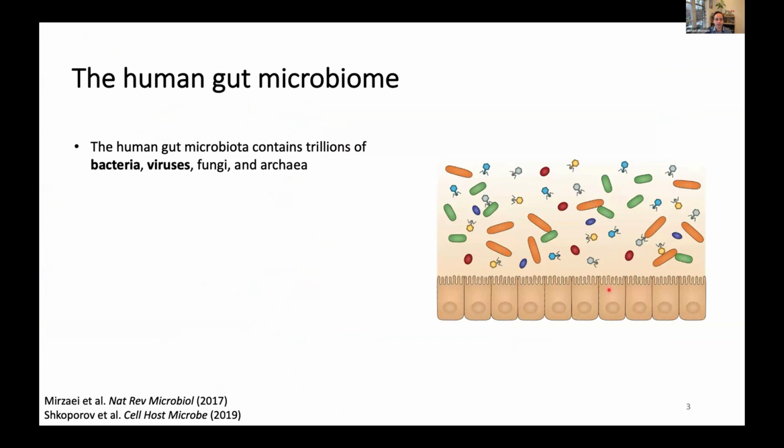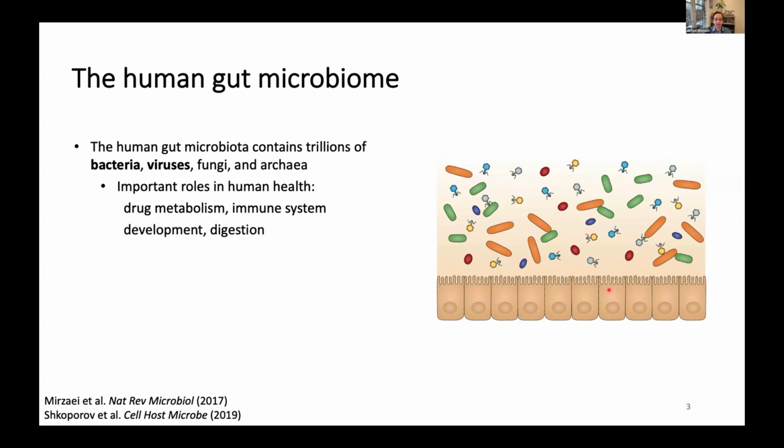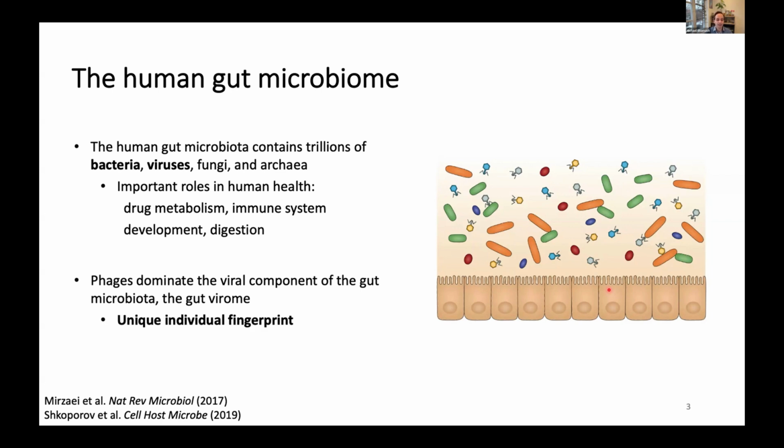So as you may already know, the human gut microbiota consists of trillions of bacteria, viruses, fungi, and archaea, each of which play important roles in maintaining human health, whether it's helping us metabolize drugs, train our immune system, or digest foods. And phages, or bacteriophages, really dominate the viral component of the gut microbiota called the gut virome. And in adults, studies have shown how the gut virome really is unique to each individual, forming a fingerprint, and these phages are present at a ratio of about 1 to 1 with their bacterial hosts, reaching abundances of around 10 to the 10 per gram of feces. So really quite abundant in the gut.